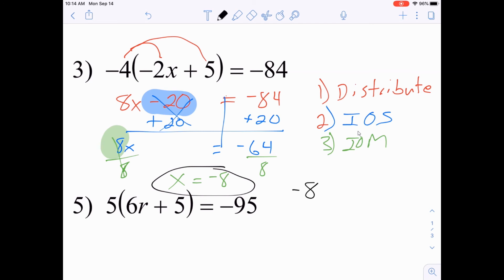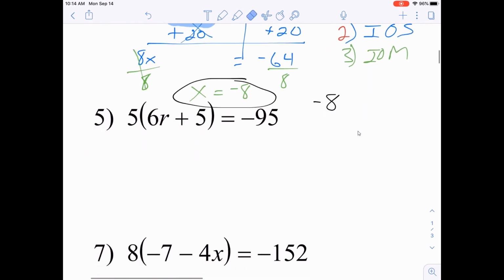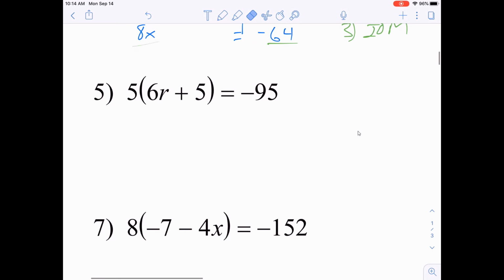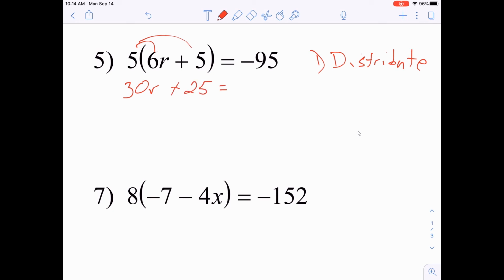Let's do one more just to be on the safe side. This time, our first step again is to do the distributive property. So distribute. Five times 6 and 5 times 5. 5 times 6 is 30. R comes with it. 5 times 5 is 25. It's positive 25, so I put the plus sign.